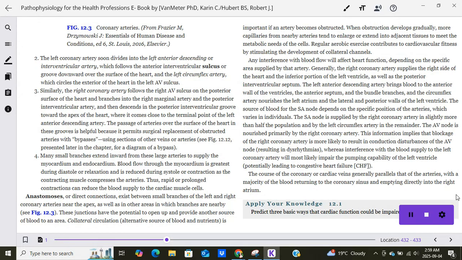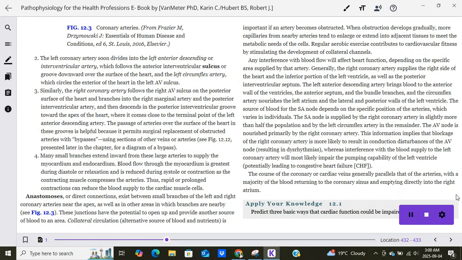When obstruction develops gradually, more capillaries from nearby arteries tend to enlarge or extend into adjacent tissues to meet the metabolic needs of the cells. Regular aerobic exercise contributes to cardiovascular fitness by stimulating the development of collateral channels. Interference with blood flow will affect heart function, depending on the specific area supplied by that artery.